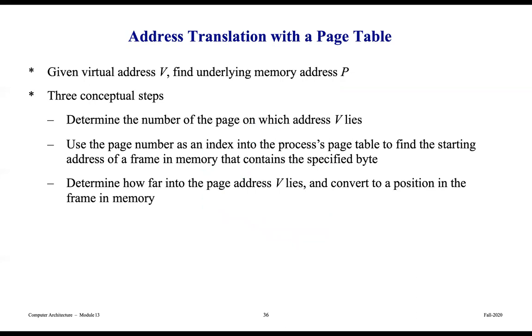How about address translation with a page table? Given a virtual address V, we want to find the underlying memory address P. There are three conceptual steps. The first is to determine the number of the page on which the address V lies. Second, we use the page number as an index into the process's page table to find the starting address of a frame in memory that contains the specified byte. Third, and finally, it determines how far into the page address V lies and converts it to a position in the frame in memory.